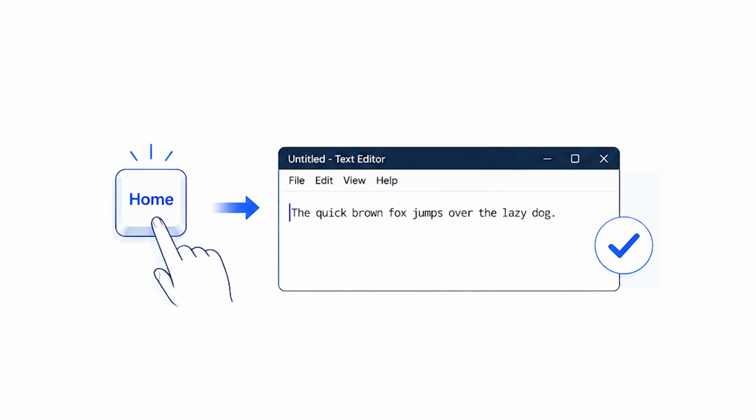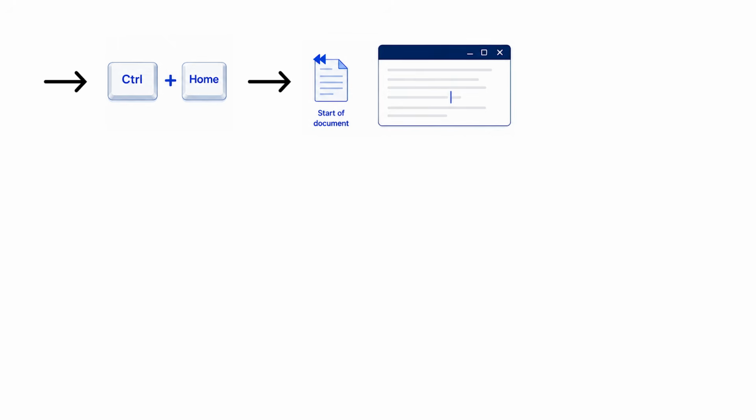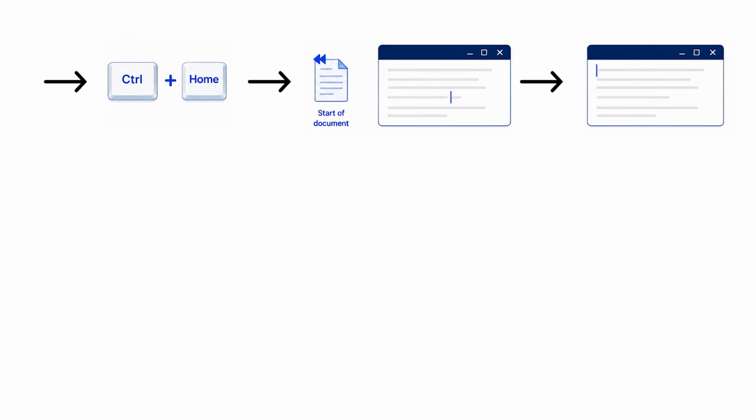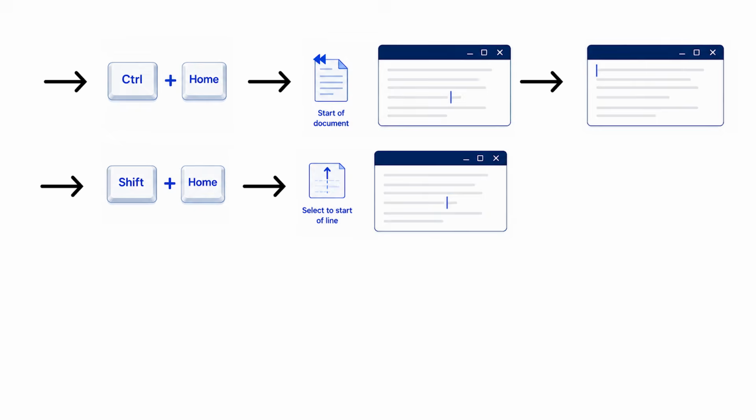Every time. Press Control plus Home, and your cursor jumps to the very beginning of the entire document. Not just the line, the whole thing. Press Shift plus Home, and you highlight everything from your cursor to the start of the line.